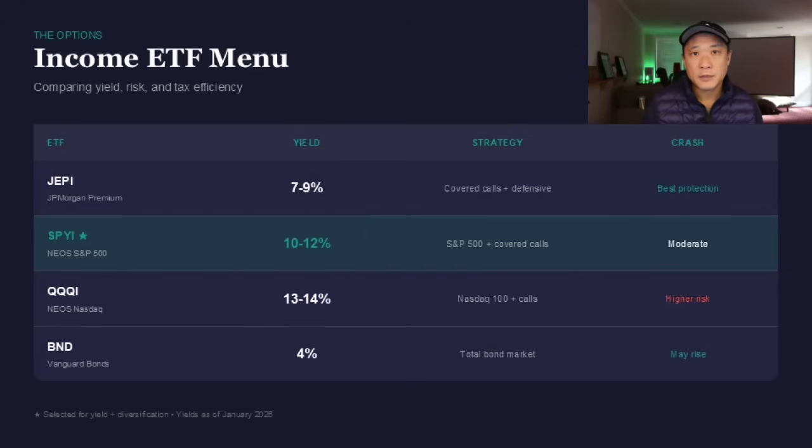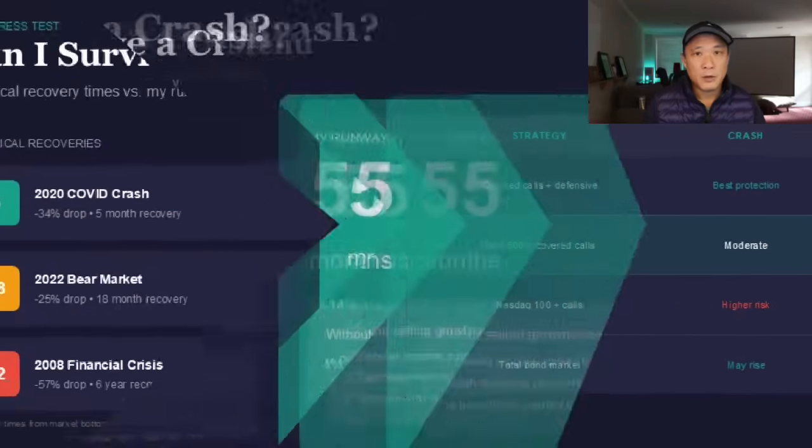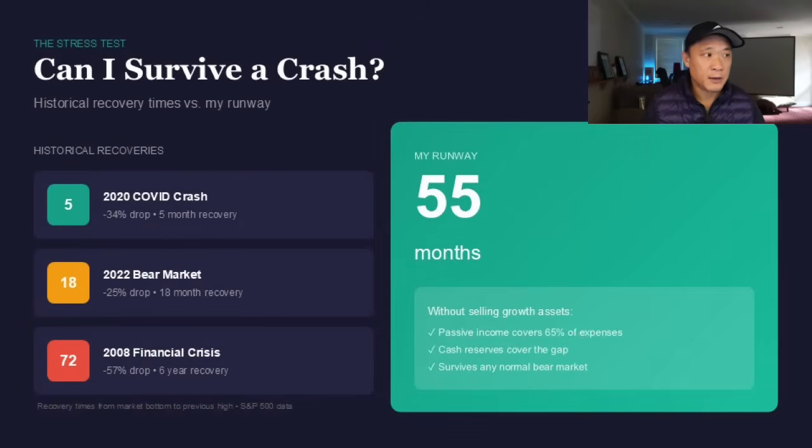And AiRA ran a stress test. I told her to run a stress test, and it ran it on the 2020 COVID crash. It ran it on the 2022 bear market, and it ran it on the 2008 crisis. Basically, what it said was the recovery time in my current allocation strategy is 5 months for the 2020 crash. For the 2022 bear market, it took 1.5 years. That's a long time.